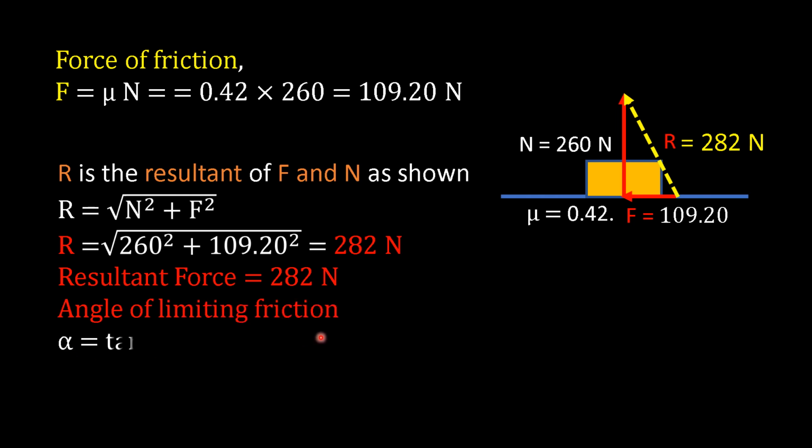Angle of limiting friction is given as alpha equals tan inverse of mu, which is coefficient of friction. So we have alpha equals tan inverse of 0.42, which will be 20.80 degrees. So the direction of the resultant force is alpha, 20.80 degrees with the vertical. So this is about the concept of friction and some basic problems on friction.